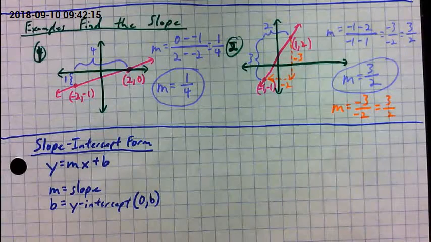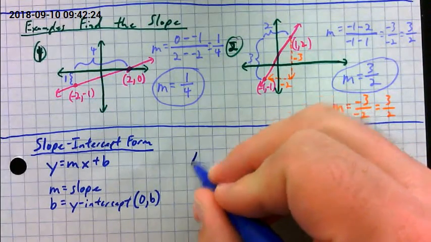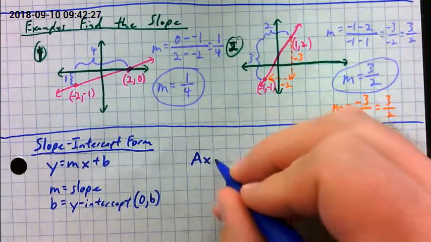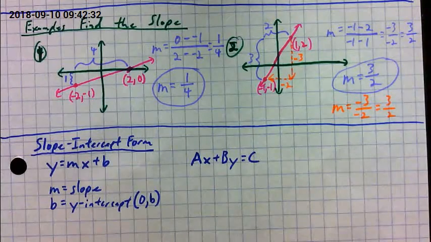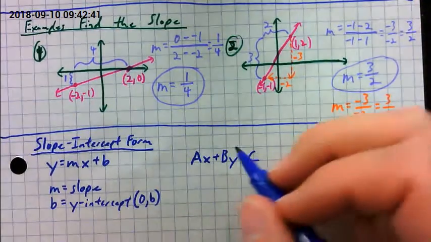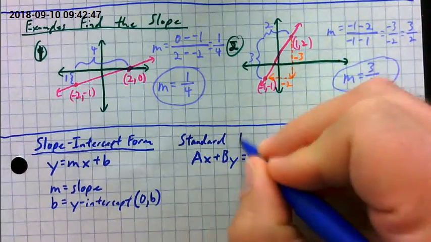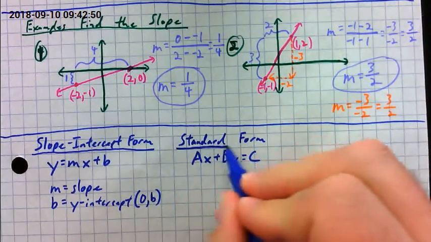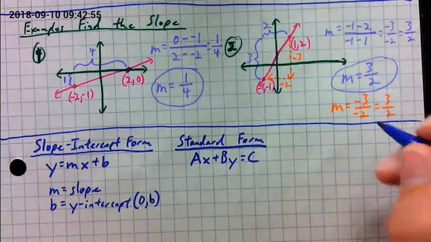Okay. Does anybody know another format? The other two aren't used as much. What about, here, I'll write it out and see if you can name this one. AX plus BY equals C. Anybody know what that one's called? No? That one's called standard form. There's a third form as well. Probably everybody's least favorite.